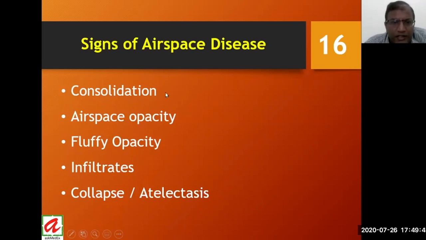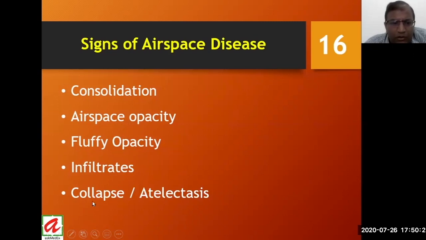Consolidation is described as any opacity which causes obscuration of vascular markings, and you can see the air bronchogram within it. An airspace opacity is any opacity with the radiolucent airways seen within it. A fluffy opacity is like cotton wool, and these are interspersed with the aerated areas of the lung. The infiltrates are very tiny lesions which do not follow any pattern. They are randomly arranged, and they are often referred to as nodular infiltrates.